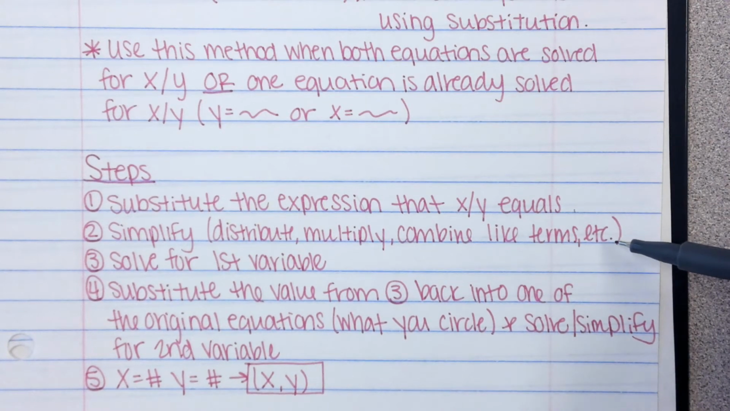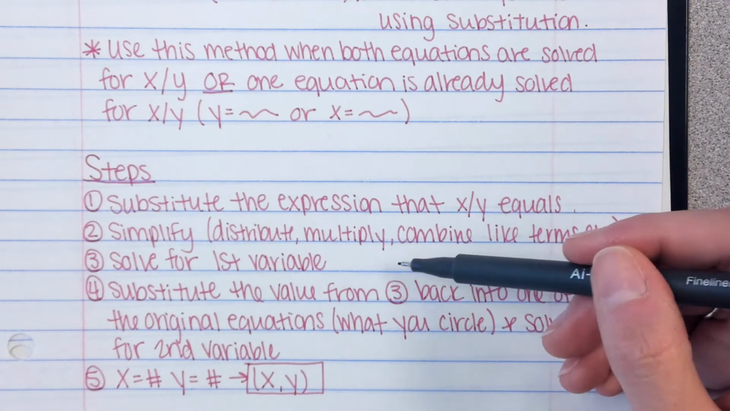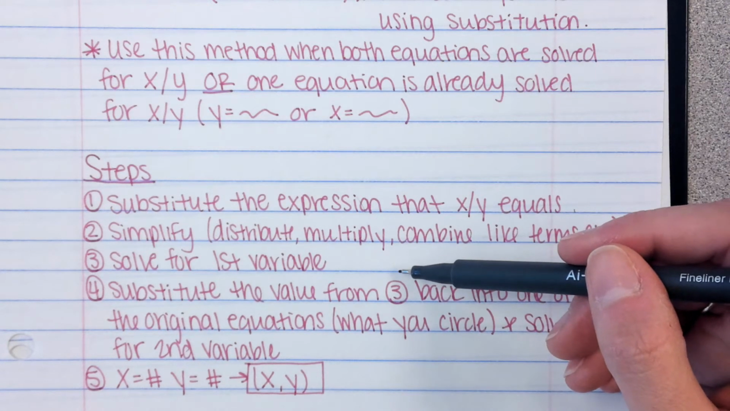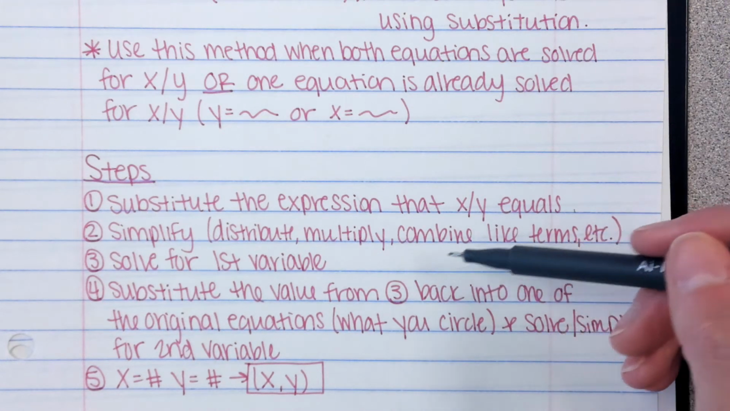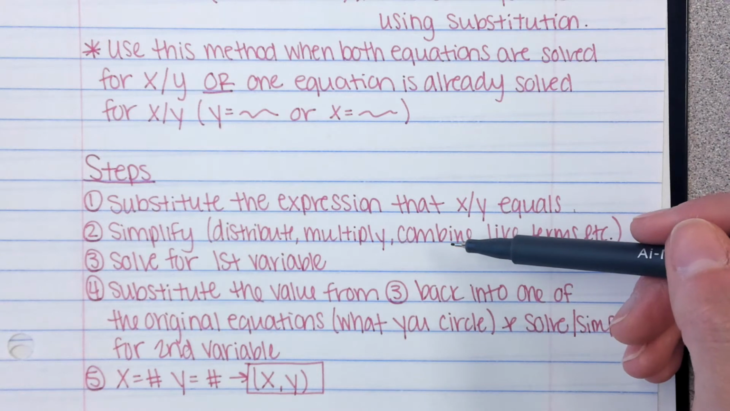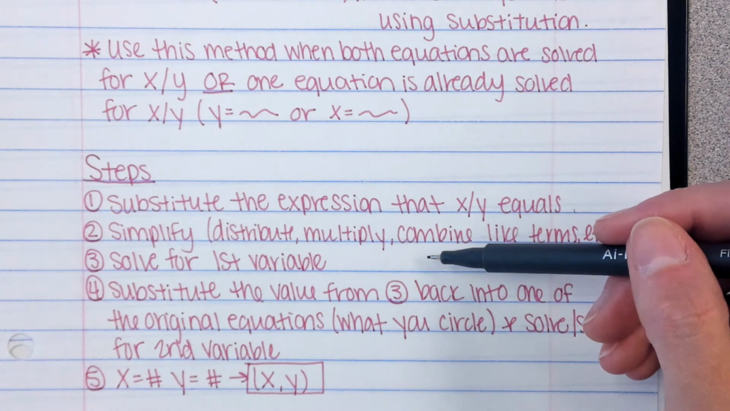Step number 2, you simplify. So you might need to distribute, multiply, combine like terms, add, subtract, something like that. But you will need to simplify most of the time. Then you solve for your first variable. Okay, so whatever variable's left in step 2, that's what you solve for.